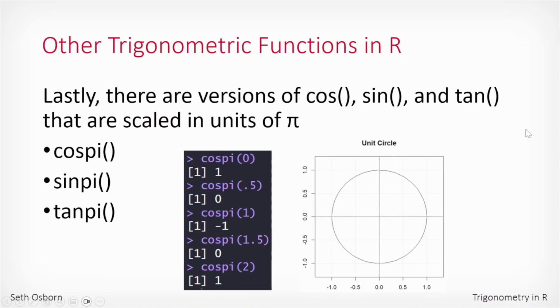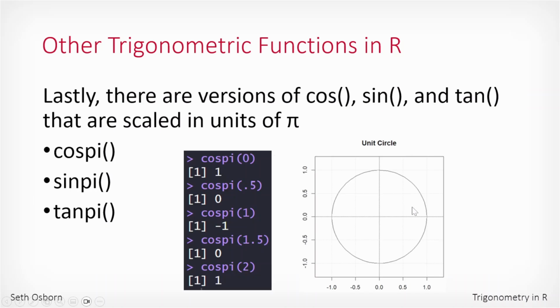Additionally, and kind of the last thing, there are also some variations of the cosine, sine, and tangent functions that are scaled in units of pi. So if you want cosine scaled in units of pi, you can use cospi. For sine, it's sinpi. For tangent, it's tanpi.